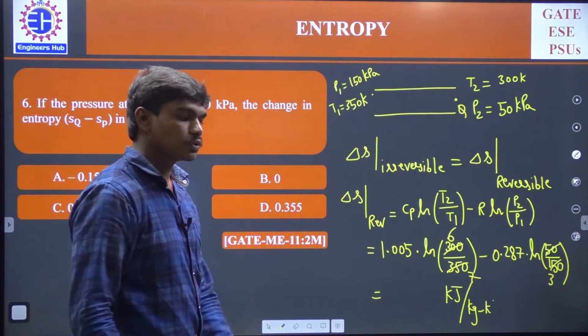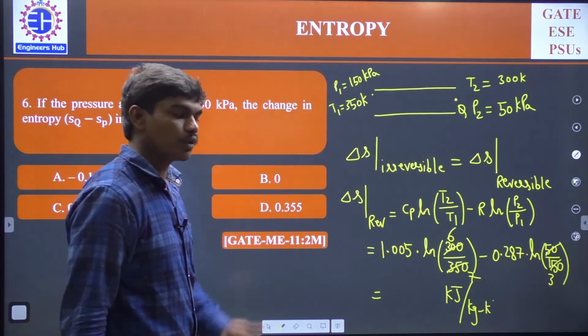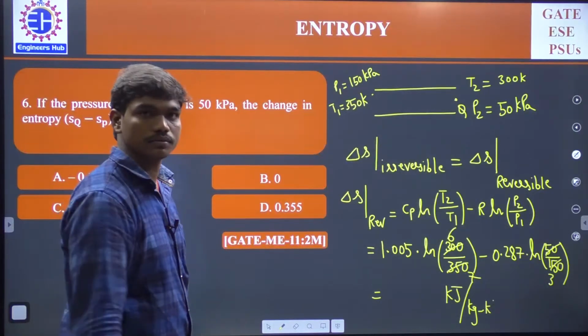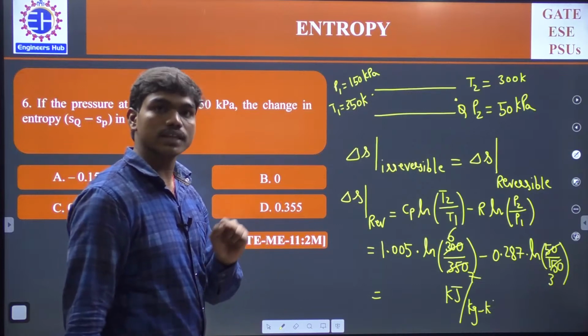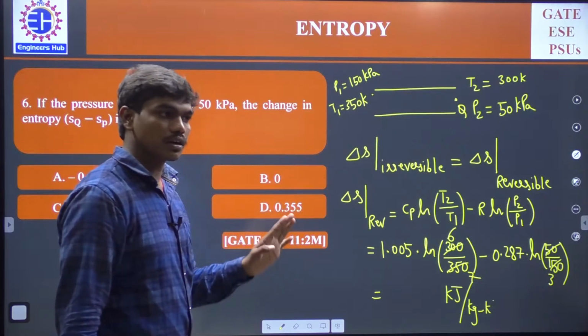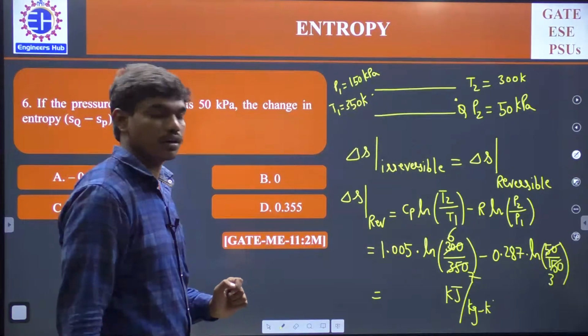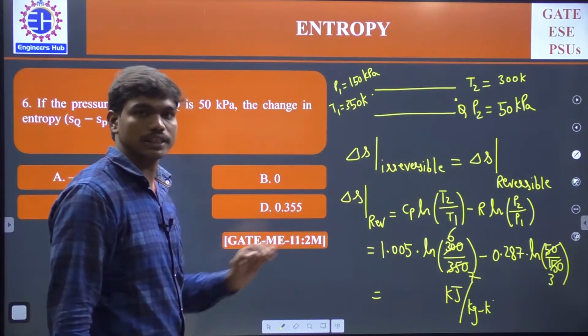No, for an irreversible process, who told you entropy is negative? It can be more positive actually. There is a chance for that. For an irreversible cycle, the integral of del Q by T is less than 0 as per the Clausius inequality.